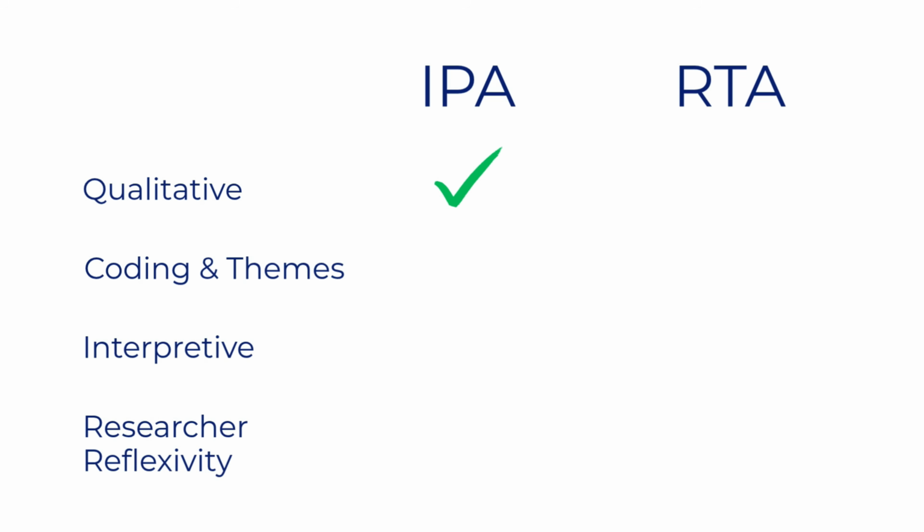Now, let's be honest, RTA and IPA do look quite similar at first glance. Both of them analyse qualitative data. Both of them involve coding and themes. Both are interpretive. Both ask you to reflect on your role as the researcher. But these similarities sit at the surface, because what RTA and IPA are trying to do and how they go about doing it are fundamentally different.